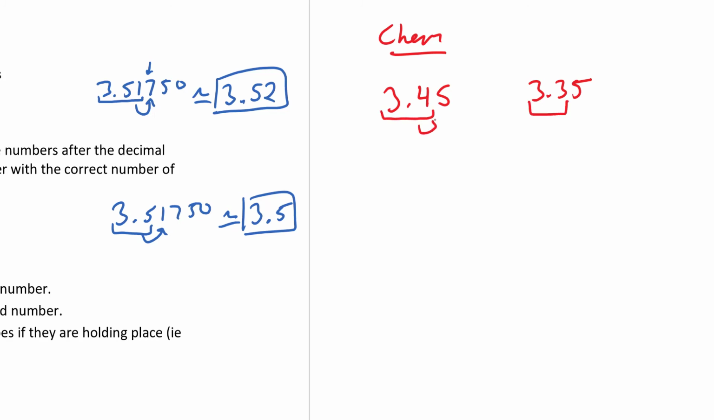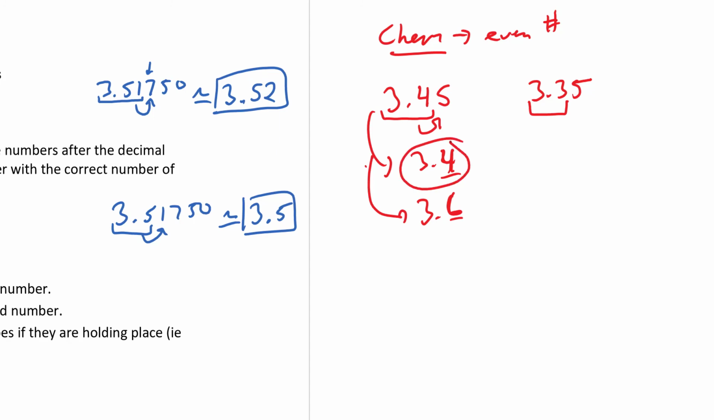So here we look at the number beside that. It's 3.45. Under the rules we just learned, there should be 3.5, right? Because it rounds up. But that's not the case. You round to the nearest even number. So my choices here are 3.4 or 3.6. Those are even numbers, 4 and 6. What's closer to 3.45? This is closer. So this would round off to 3.4.